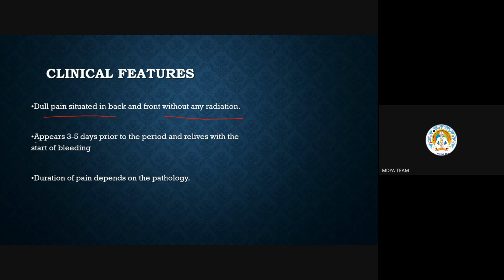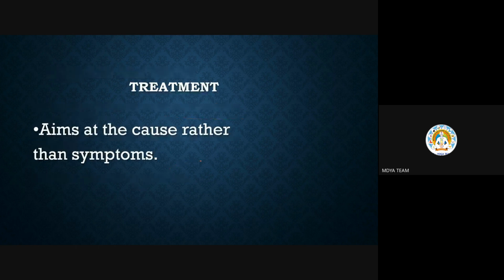It appears 3-5 days prior to the periods or normal menstrual cycle, with relief at the start of the bleeding. As I told you, when bleeding happens normally, it can be relieved. But at the time of the pain, it is such a severe pain that it goes beyond the pain of primary dysmenorrhea. The duration of the pain depends on the pathology, what condition or problem is leading to dysmenorrhea.